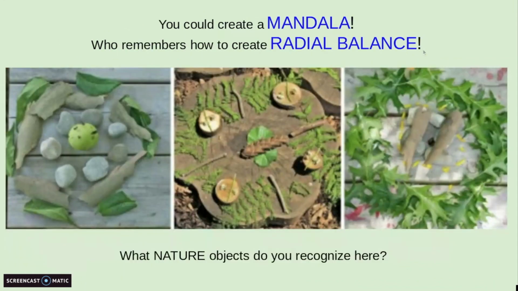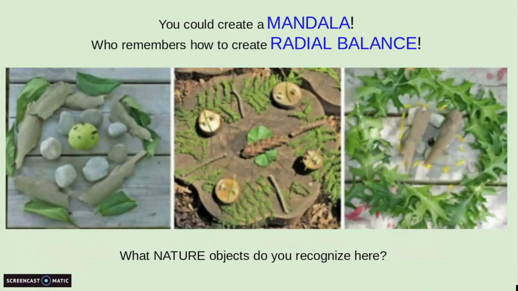Get creative. You could create a mandala. Who remembers how to create radial balance? These show radial balance. They're circle designs, and there's a shape in the middle. There are lines and shapes and various objects repeating out from the center. Think of a sun design with rays coming out from the center of a circle sun. That's an example of a radial design. Can you make your own?